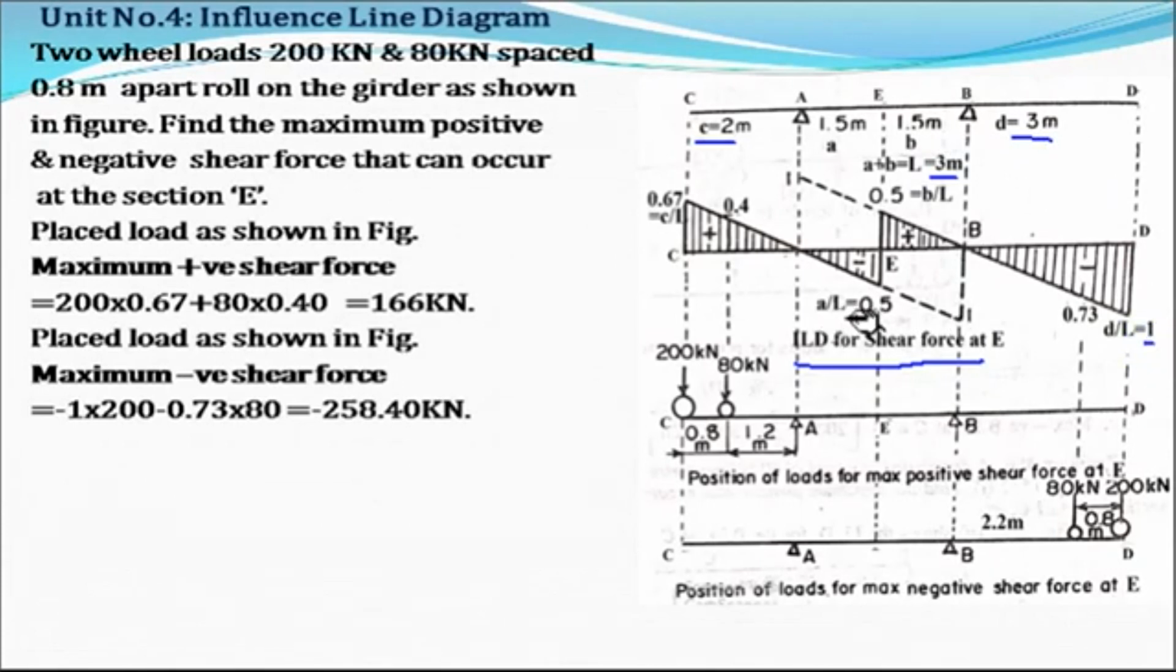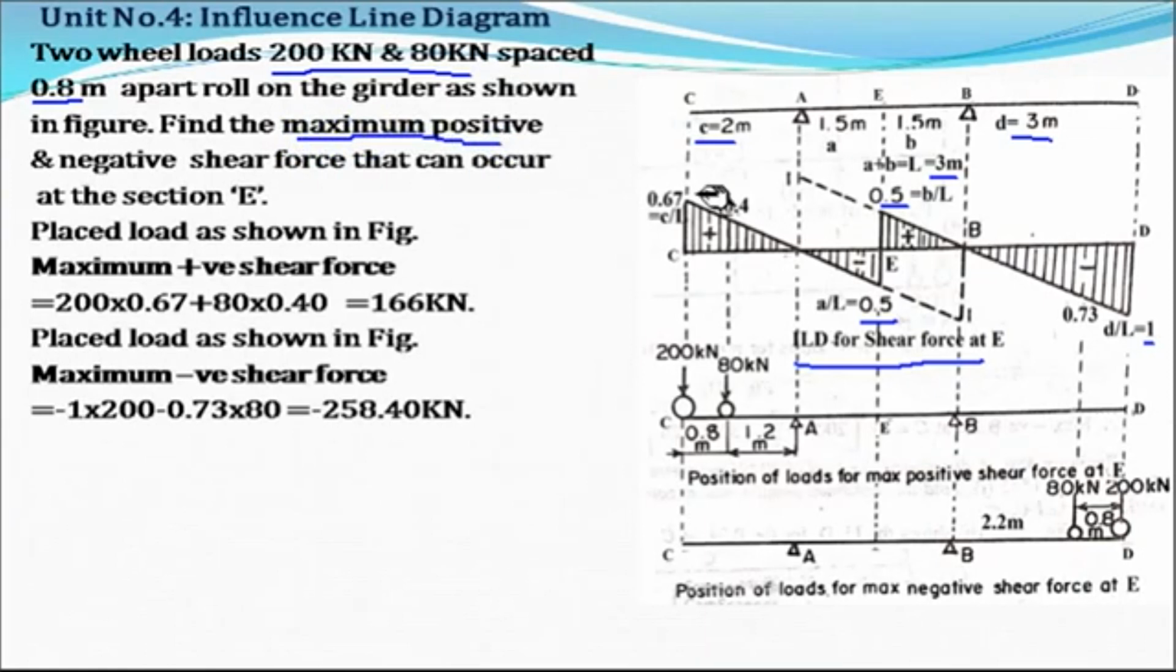Okay. Now here it is A upon L. Value of A is 1.5. L is 3. So it is 0.5. Here B upon L. So 1.5 divided by 3. The value is 0.5. Okay. So this is the nature of influence line diagram for shear force at E, as well as the values of ordinates. Okay. Now they have given the two wheel loads 200 kilonewton and 80 kilonewton, which is placed at 0.8 meter, and we have to find out the maximum positive shear force.